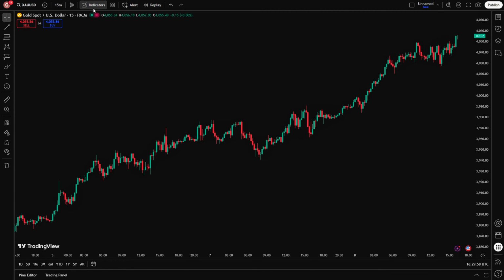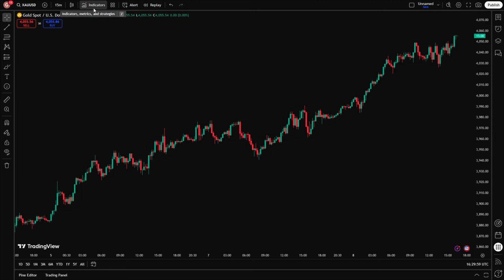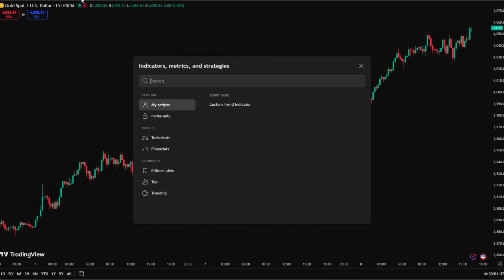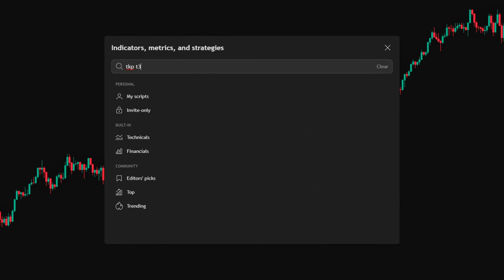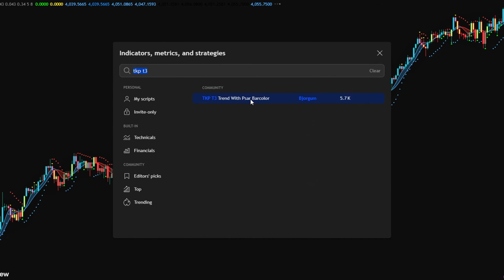But this method also works effectively on forex pairs, crypto, indices, or stocks. It's flexible enough for both day trading and short swing trades. Click on the Indicators tab at the top of the screen. In the search bar, type TKP T3 trend with SA bar color. Select it from the list and add it to your chart.